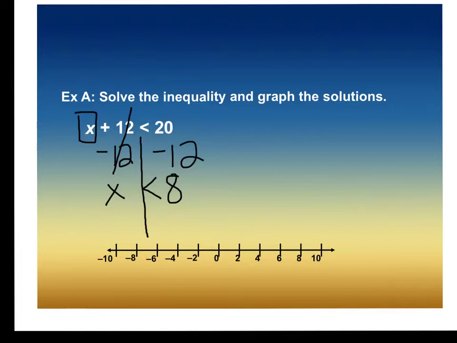So on our number line, we are going to do an open or closed circle. If you said open circle, you were 100% right because there's no bar underneath the inequality symbol. And all the values less than 8 are going to go to the left side. So we can draw either arrow there, or we can shade in the number line and then draw an arrow. Okay, both answers are correct.